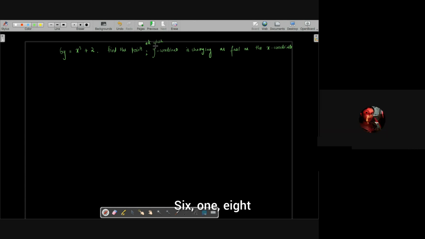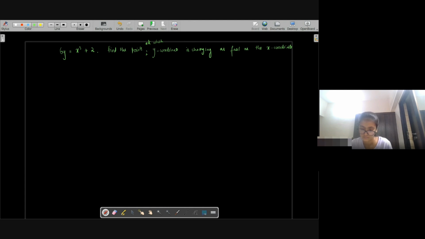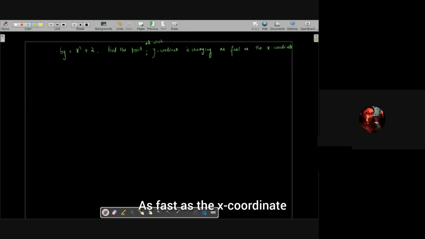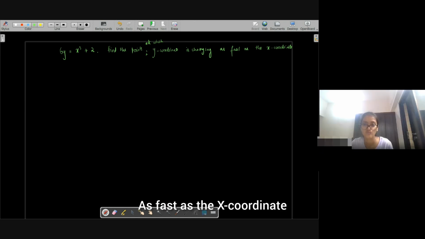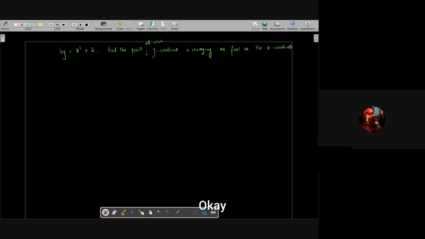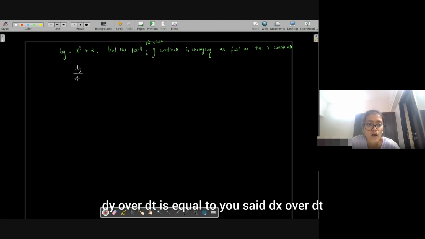As fast as the x coordinate? Okay. So would that be like when dy over dt equals dx over dt? Okay, let's write that down. dy over dt is equal to, you said dx over dt?